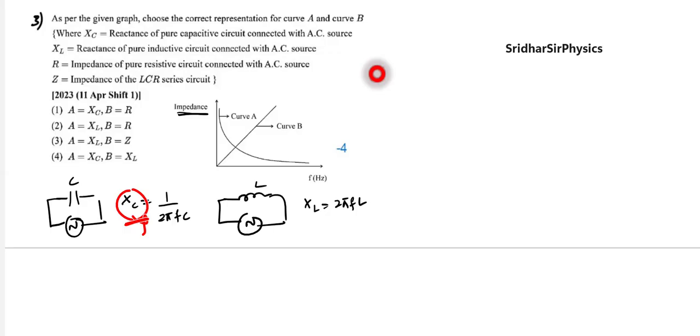Capacitive reactance, what it will do? It will make the current lead the voltage. Inductive reactance, it will make the current lag the voltage. Resistor, current and voltage will be in phase. Okay, these are the problems. Next, again, one more resistor का ले लेंगे. So this is the resistor source.